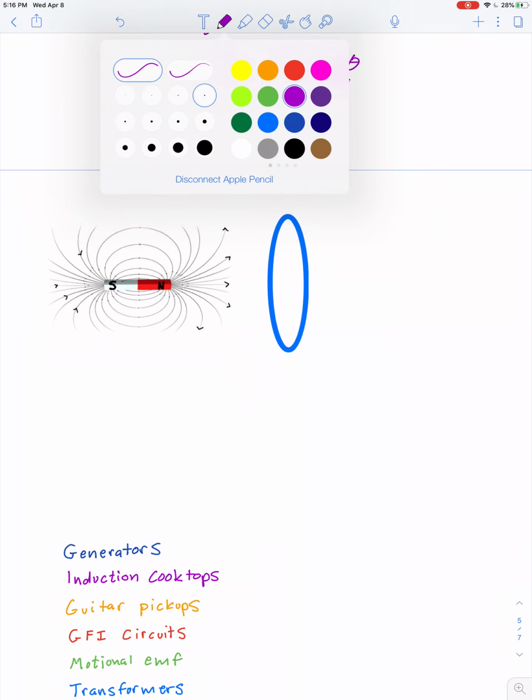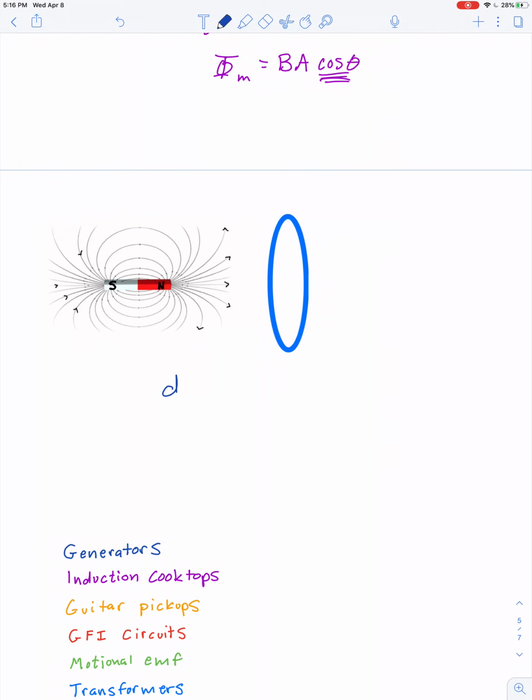So we can state Faraday's law one more time. Negative d magnetic flux dt equates to the induced voltage, that's the same as saying negative d dt of the product of magnetic field and area. Or we might see it in this form. Induced voltage is equal to negative d dt, the integral of B dot dA.